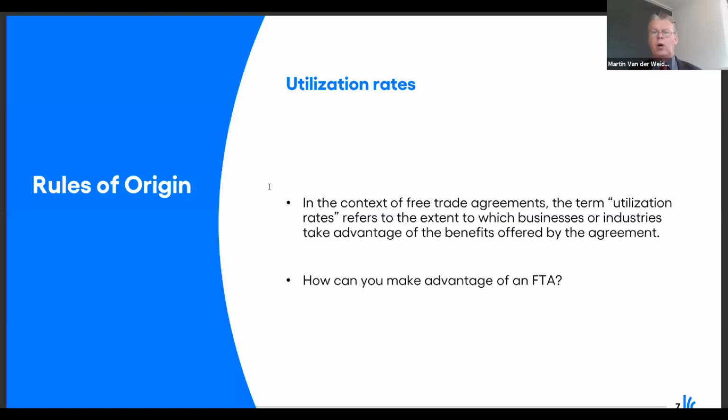What we see often is the utilization rate. And the utilization rate is saying how many exporters or how many export or import shipments are making benefit of a free trade agreement. So let's focus on you as an exporter and an importer. How can you make advantage of a free trade agreement?